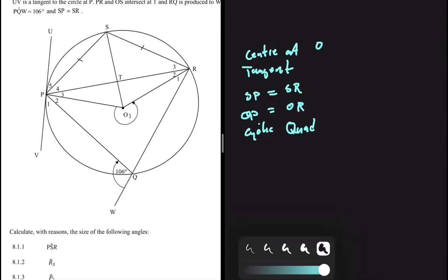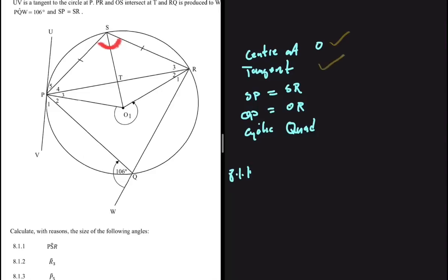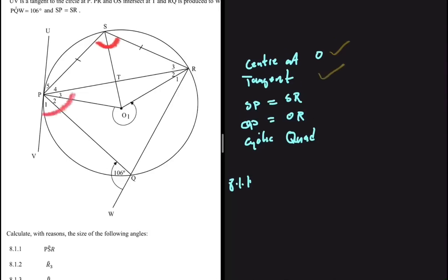Let's look at 8.1.1. The question is saying, let's determine, giving reasons, the size of angle PSR. So PSR is this angle right here. Right, let's go ahead and look at the first keyword, center. Well, if we add the size of O1, then O1 should be 2 times angle PSR. But we don't have the size of angle O1, so we cannot use that to determine PSR. Tangent. This angle here should be equal to PSR, but we don't have that angle as of yet, so we cannot use that to find angle PSR.